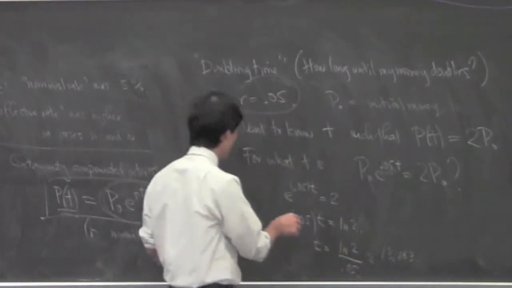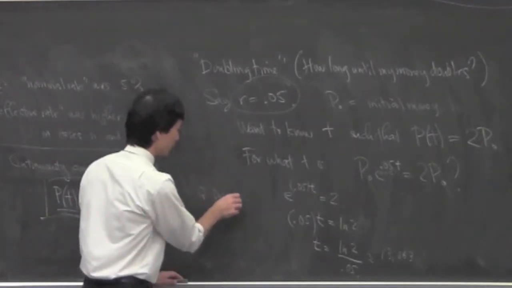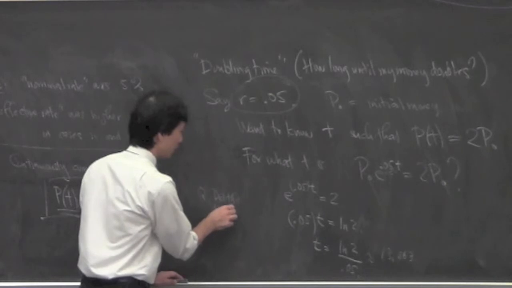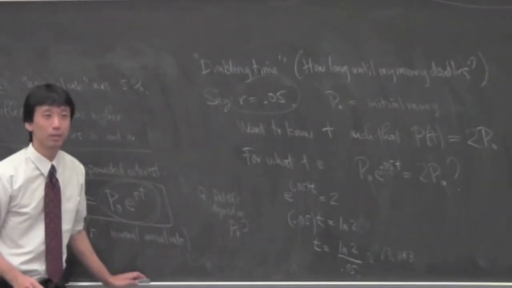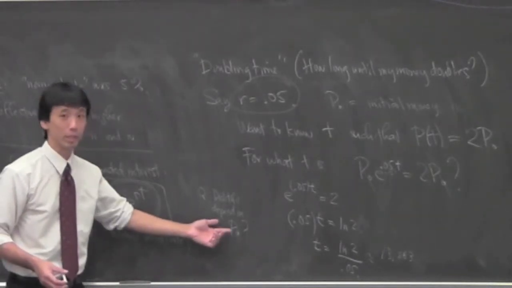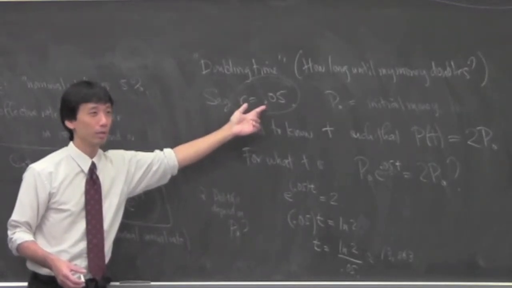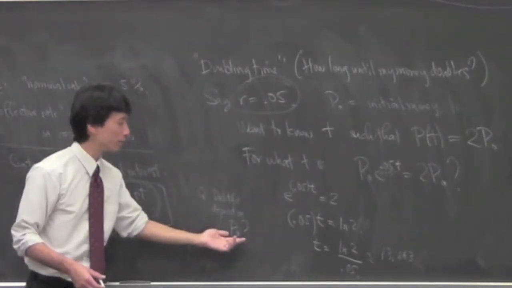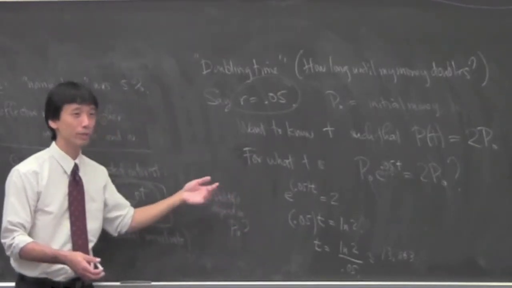Let me make one observation, a question. Did this time depend on P naught? It didn't, right? No matter how much money you put in, it just depended on the rate of growth. So if you had $1 million, after 14 years you have $2 million. If you put in $100, after 14 years you have $200.